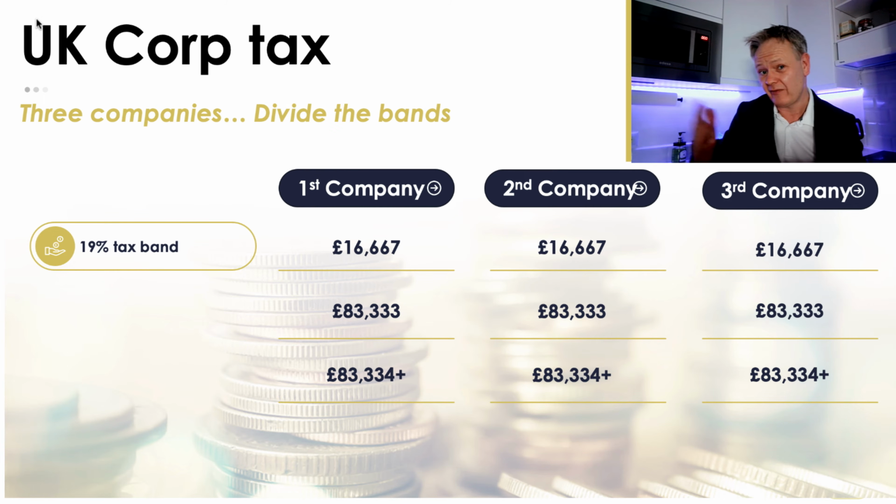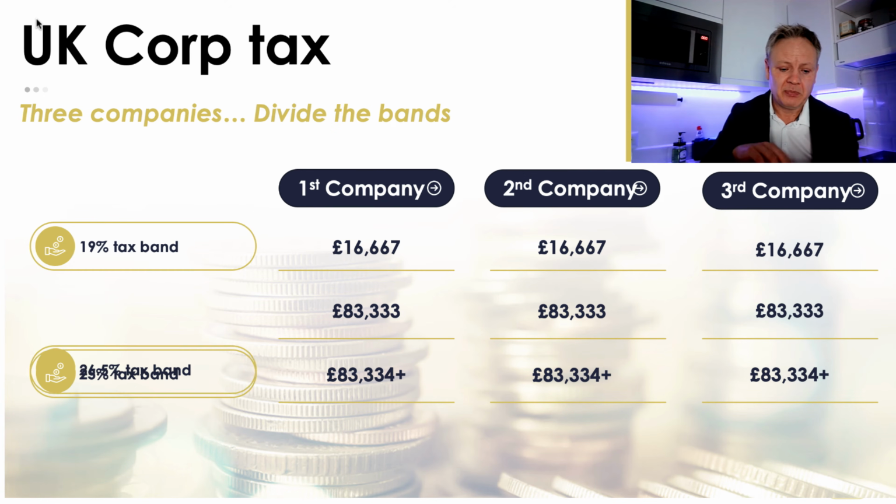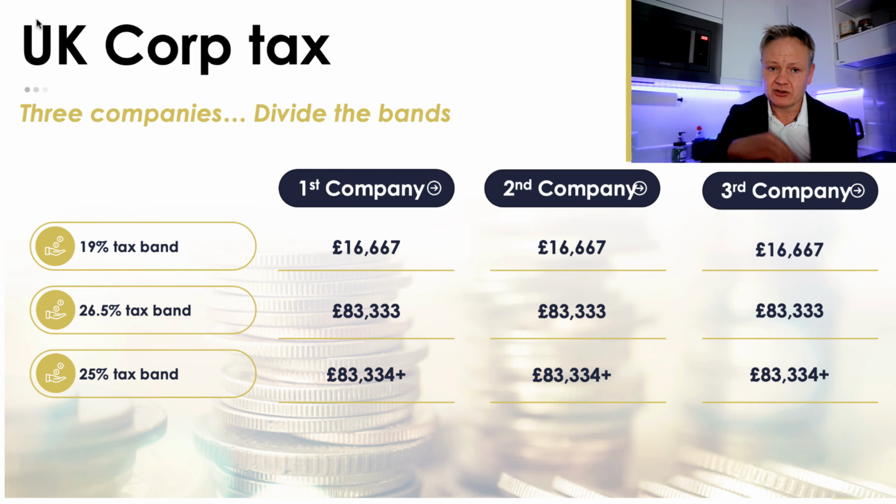You may have 2, 3, 4, 5. This is an example for someone with 3 companies. And that 19% tax band, which is normally 50,000, is divided by 3 to get 16,667. The upper bands of the 250,000 is also divided by 3.